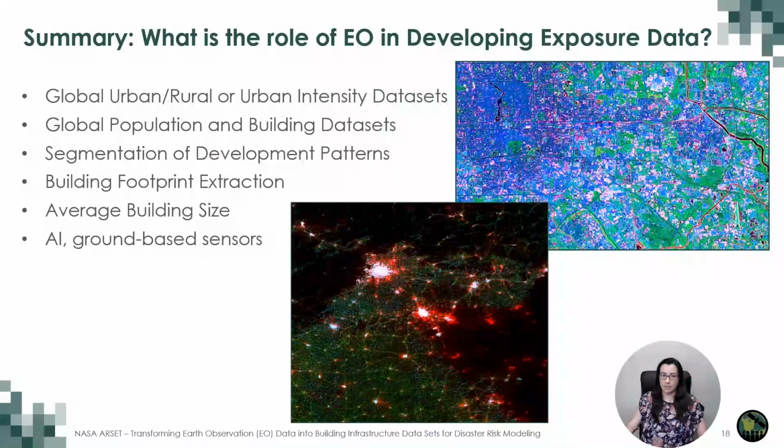Urban intensity datasets, which are impervious surfaces or built-up area data, have a strong correlation with structural pattern types, which aid in the development of structural distribution and development pattern classification. Global population datasets are very valuable for developing a rapid level 1 or level 2 building exposure, but you will need to review the accuracy of the data at your location and make adjustments as needed.